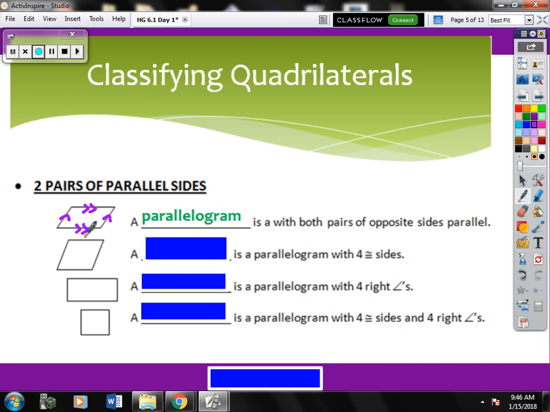The next one is a parallelogram, but it has 4 congruent sides. Does anyone know what that's called? It has 4 congruent sides. Not necessarily 4 right angles, okay, so don't say square yet, but 4 congruent sides. Rhombus. A rhombus, very good. So a rhombus is a parallelogram, but it's also going to have all 4 sides being congruent. Technically, we should also have the markings for parallel. Sometimes it just gets a little overwhelming, though. You want to make sure you have the congruent markings.